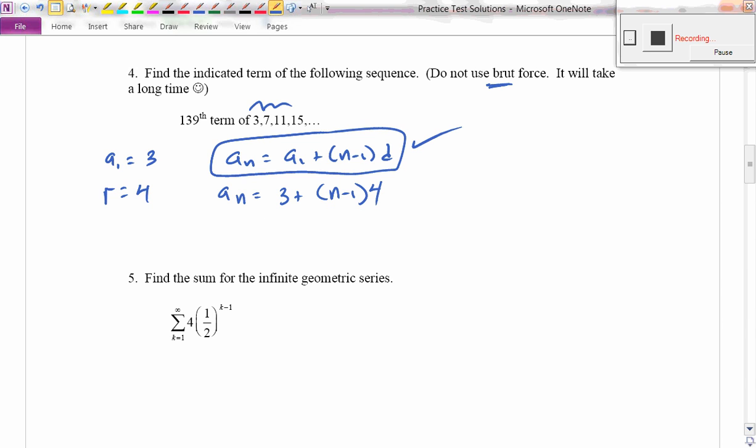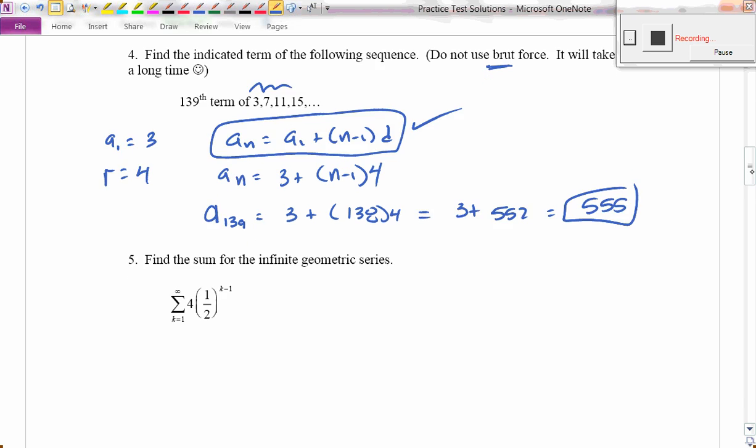So then I'm looking for the 139th term, a sub 139, which is 3 plus 138 times 4, which is 3 plus 552. So the answer is 555 with that one.